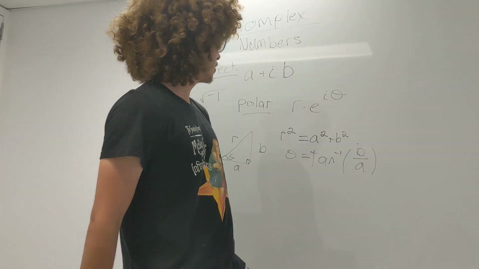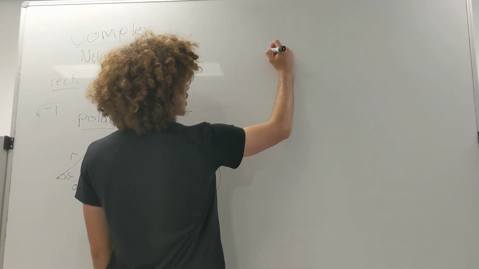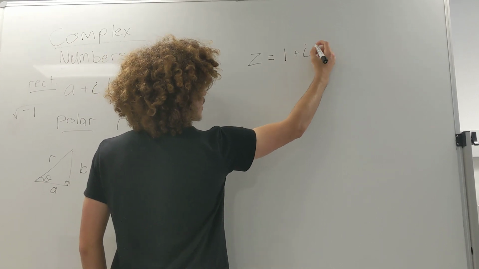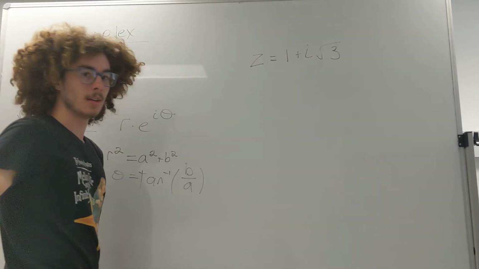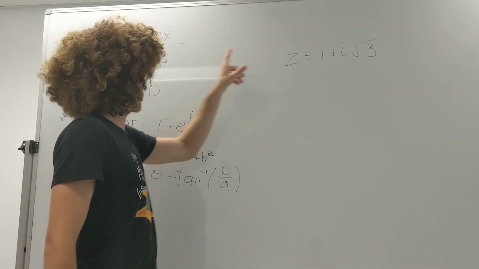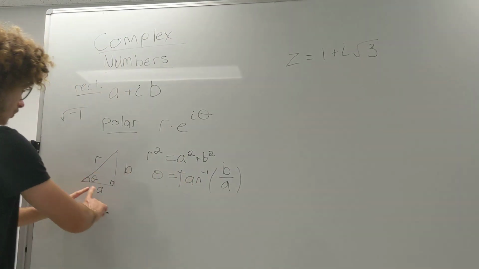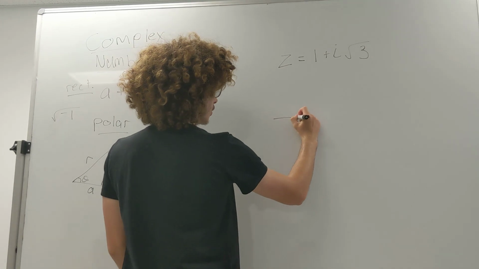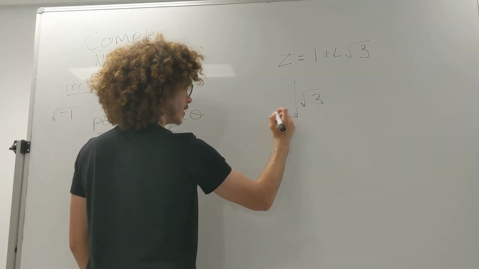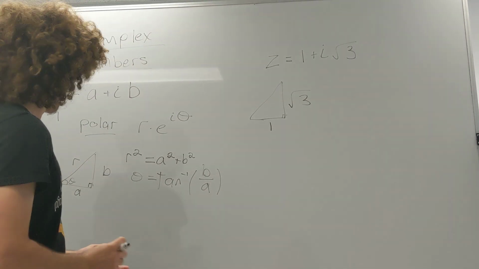Alright, so for an example, in rectangular form, we'll start with a number z equal to 1 plus i root 3. So we have real component 1, imaginary component root 3. We put these into the triangle, which is 1 here, root 3 here. The drawing of the triangle is just freehand. It doesn't have to be to scale.